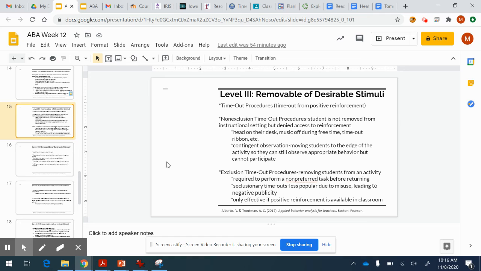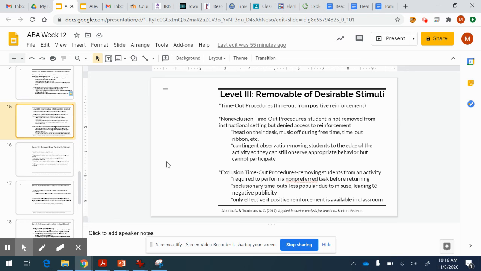So we want to make sure that they know that there is a consequence for their actions and that they will have to do something before they return to a task. And we want to make sure that that's a non-preferred task. We don't want to give them a timeout to go color if the student likes coloring, because that will just reinforce that inappropriate behavior.